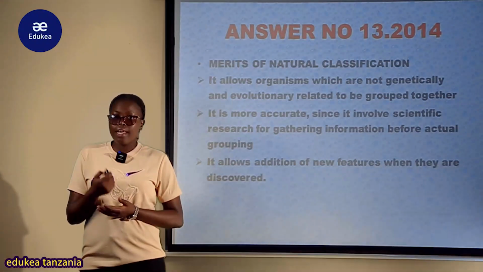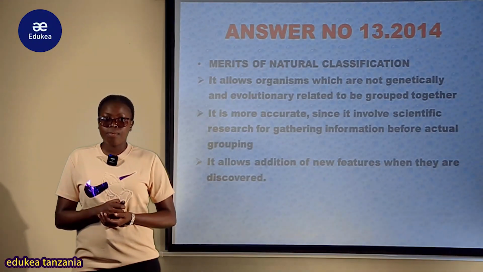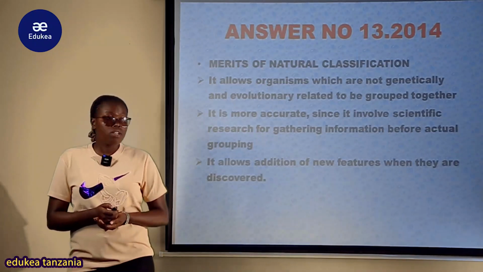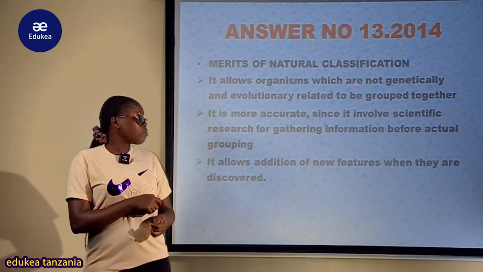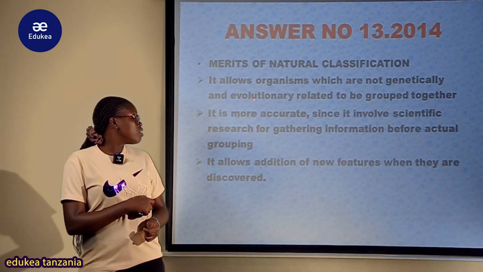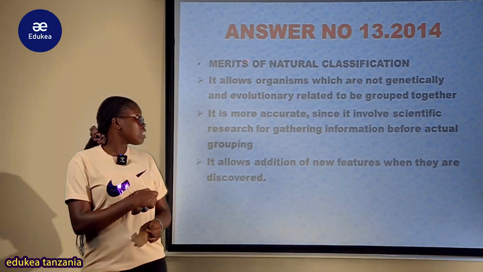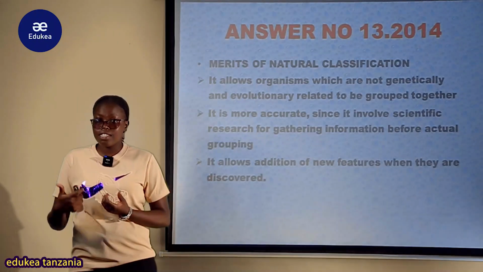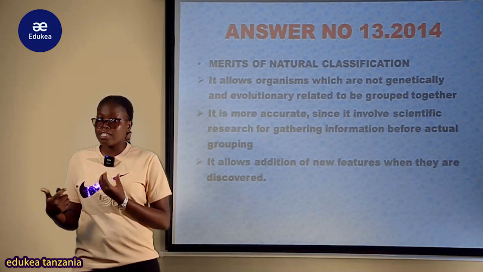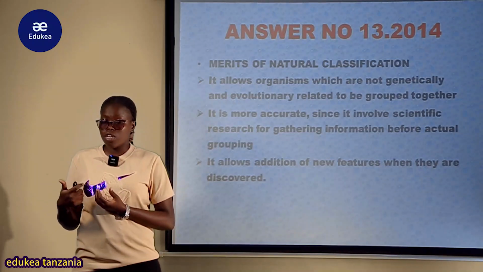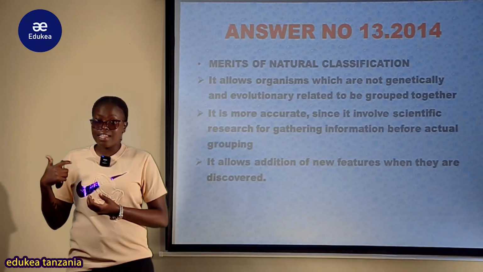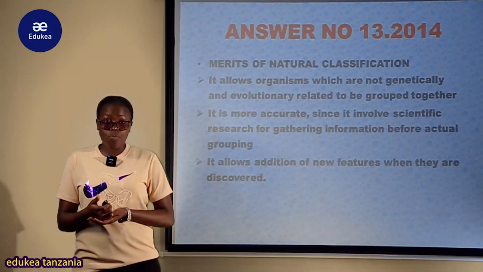Now the merit of the natural classification system. Tumeambiwa 2 merit, lakini unaweza kuwapatia zingine in advance, you can choose. It allows all organisms which are genetically and evolutionarily related to be grouped together. Inakuwa inaplace organisms ambao wanakuwa ni of the same evolutionary relationship na wanakuwa wana mahusiano ya kinasaba, to be grouped katika group moja.